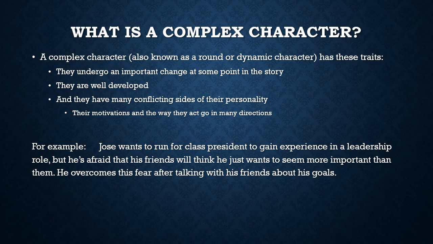This is a kind of quick example here, but we can see that he has different conflicting personality traits here, different motivations, where one motivation is that he wants to gain experience in a leadership role, but he also has the conflicting motivation that he doesn't want to seem a certain way to his friends. And we can also see that he goes through a change here, because he does overcome this fear by talking to his friends about his goals. So this guy would be a complex character.